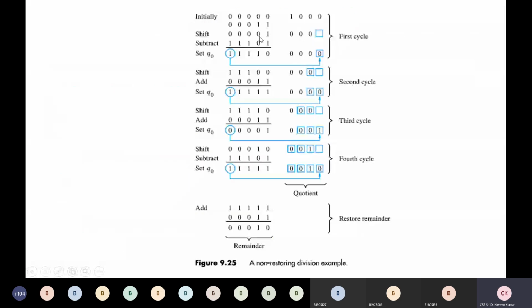This is again the same example, without any restore operation. Shift, subtract. But we don't have the restore operation here because it is a non-restoring algorithm. Again, the same number of cycles.